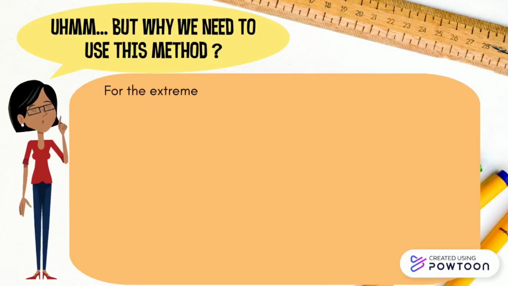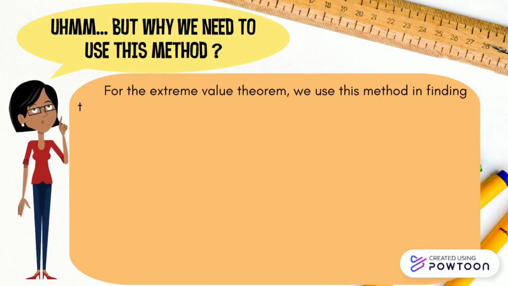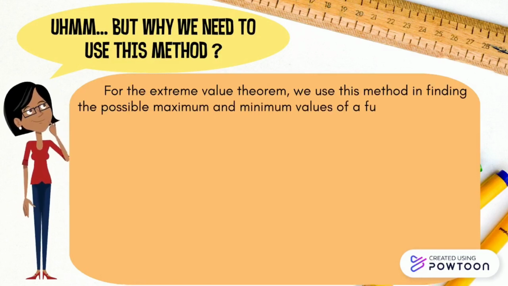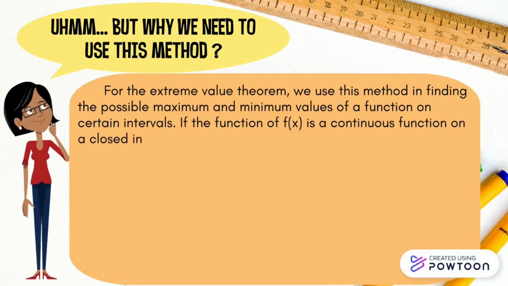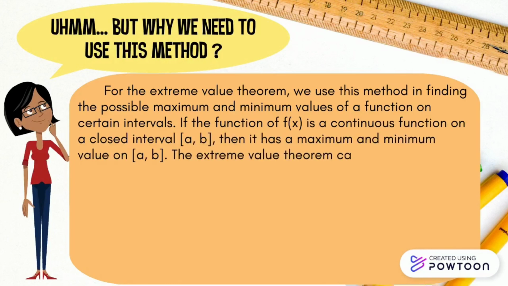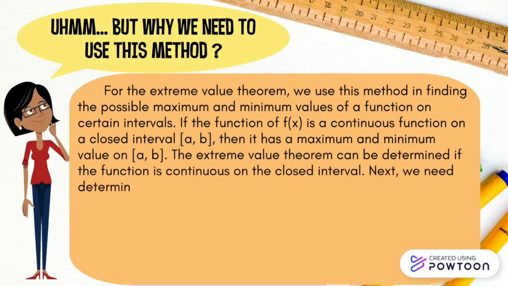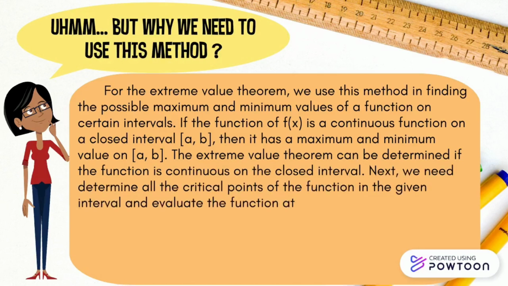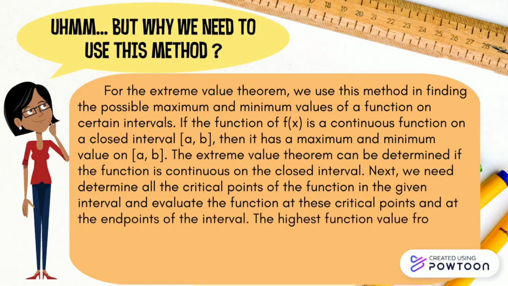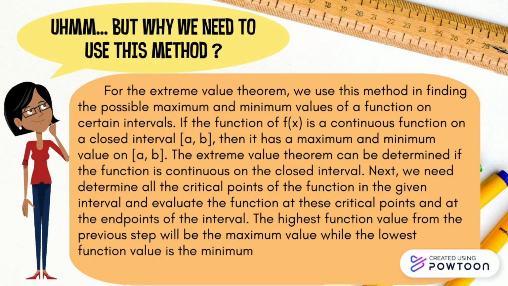For the extreme value theorem, we use this method in finding the possible maximum and minimum values of a function on certain intervals. If the function f(x) is a continuous function on a closed interval [a, b], then it has a maximum and minimum value on [a, b]. The extreme value theorem can be applied if the function is continuous on the closed interval. Next, we need to determine all the critical points of the function in the given interval and evaluate the function at these critical points and at the endpoints of the interval. The highest function value from the previous step will be the maximum value, while the lowest function value is the minimum value of the function on the given interval.